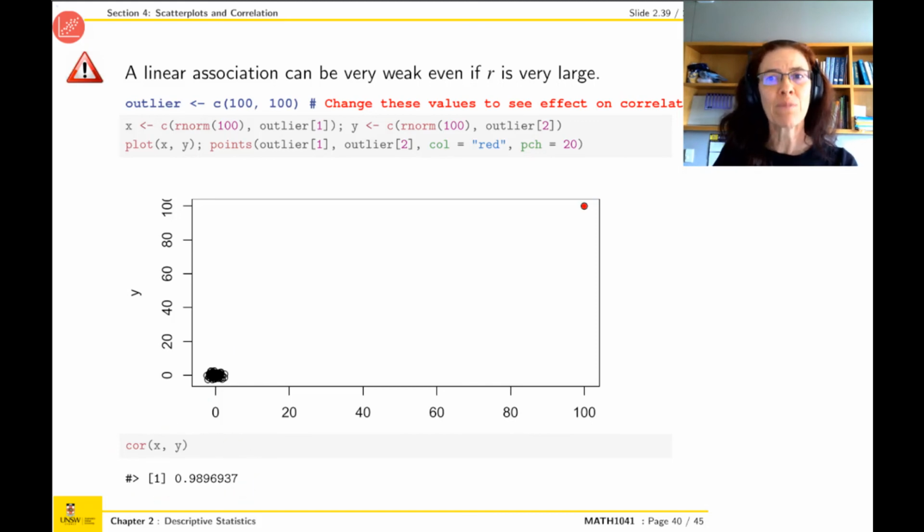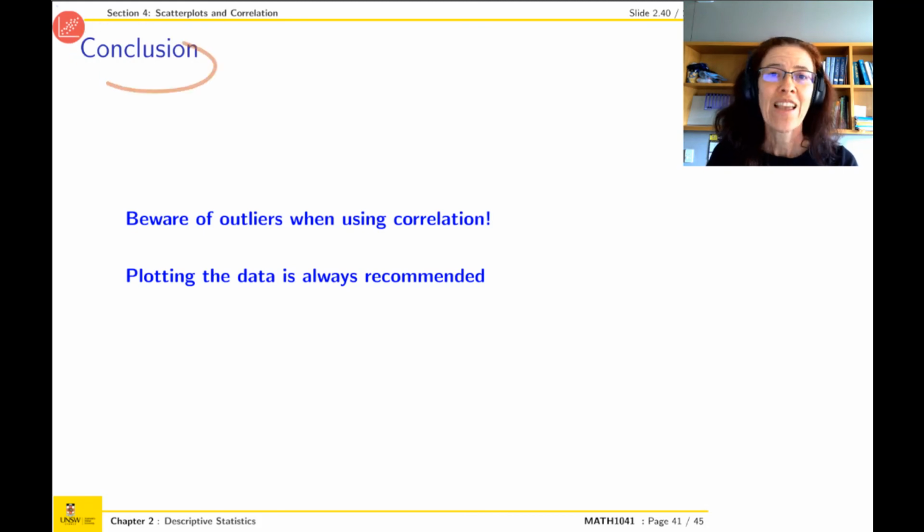If you don't look at the picture, you say, wow, it looks like it's a very good idea to try to predict my y value by my x value. And no, basically the correlation is driven by just one number. So be careful with that. If there are some outliers, they can distort completely the whole picture. Conclusion: beware of outliers when using correlation, and for that, get the scatter plot and look at it. That's why you always need to plot your data.